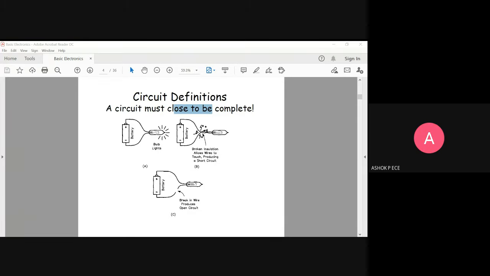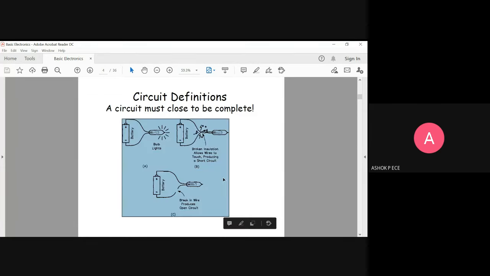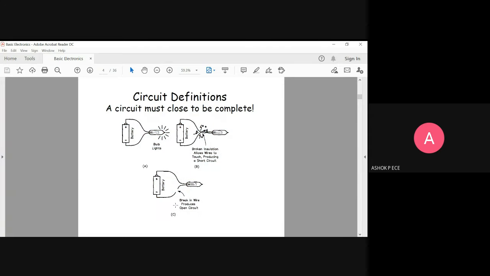See, we will be using these open circuit and short circuit conditions in our circuits very often. So whenever you come across the term short circuit, you should clearly have one thing in mind: in short circuit, current is going to be my dominating factor. When I say open circuit, voltage is going to be my dominating factor. If somebody asks you to measure current in open circuit, what will be your answer? Zero, sir.